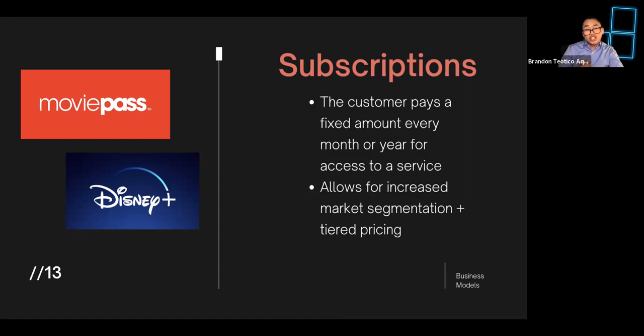So in terms of examples here, we have MoviePass and Disney Plus. MoviePass was a service that went bankrupt a couple years ago, but you could pay different tiers, and depending on the tier you bought, it would allow you to see X amount of movies in theaters. And then we also have Disney Plus, and that's Disney's streaming service.